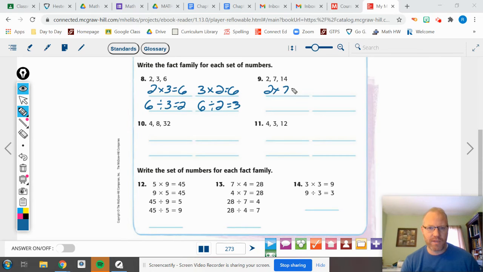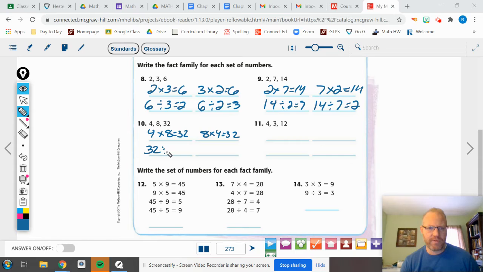2 times 7 equals 14. 7 times 2 equals 14. 14 divided by 2 equals 7. 14 divided by 7 equals 2. 4 times 8 equals 32. 8 times 4 equals 32. 32 divided by 4 equals 8. 32 divided by 8 equals 4.